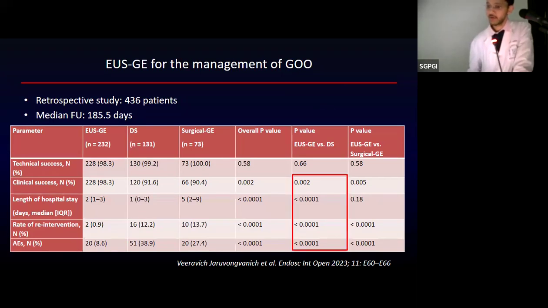Now comparing one by one, as you can see, where EUSG was compared with duodenal stenting, the clinical success was superior in the EUSG procedure. Length of hospital stay, need of intervention, and adverse events was statistically lower. Also, when the EUSG was compared with the surgical G, again, clinical success was higher in the EUSG arm, and we can also see the need for re-intervention and adverse events being lower in the EUS arm.